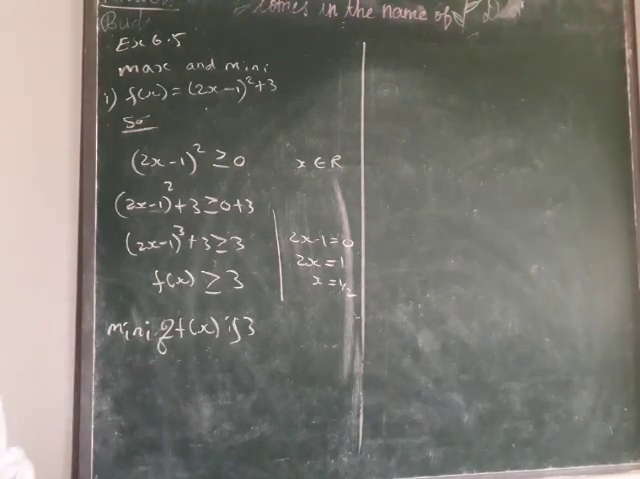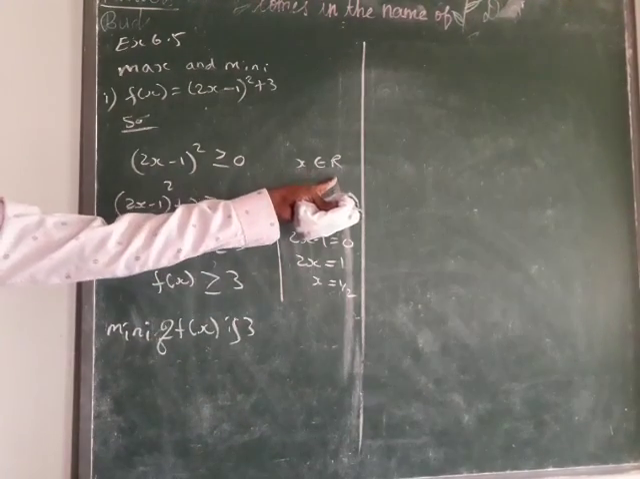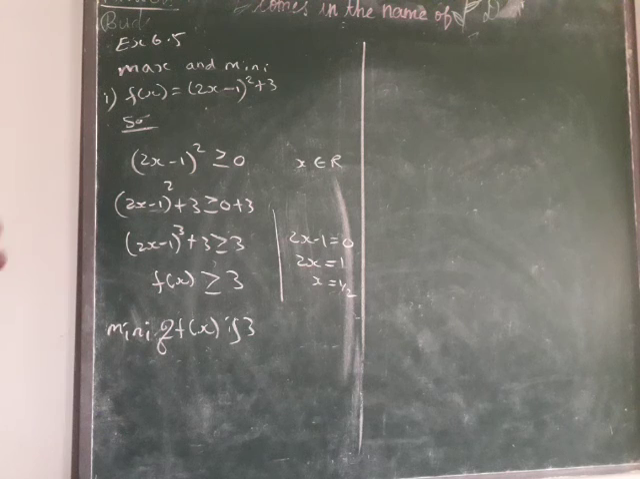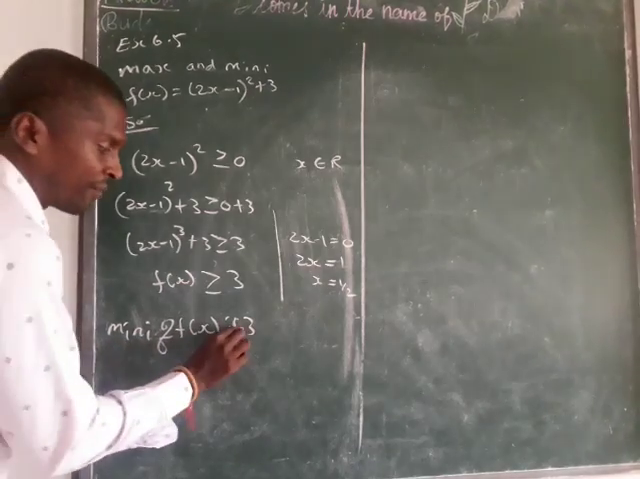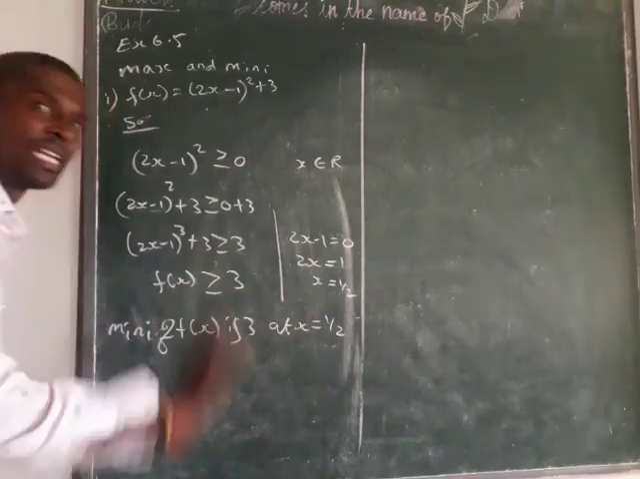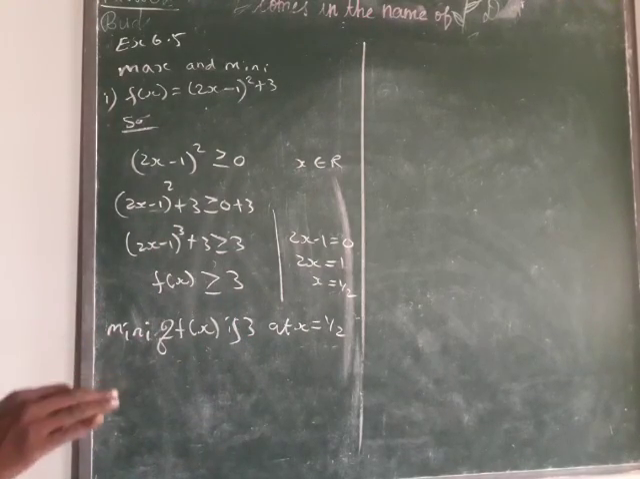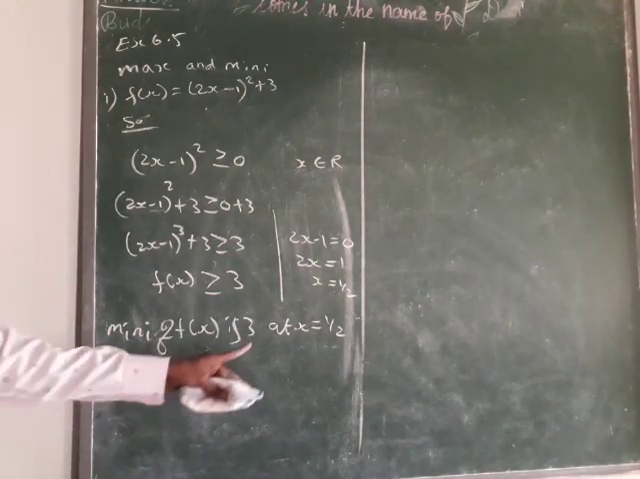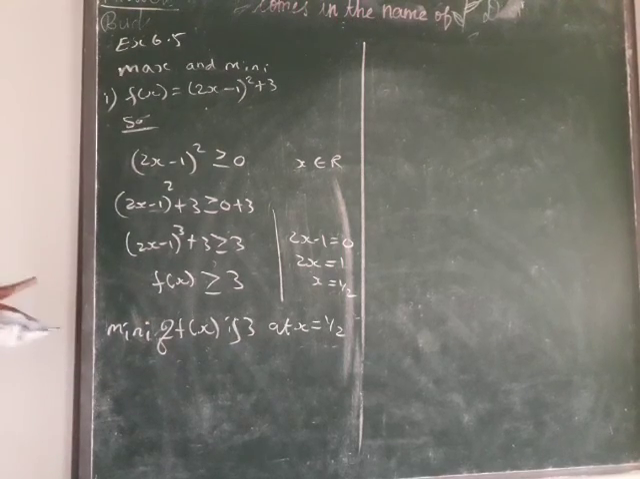But we don't know the maximum value because we take x from the real numbers. So what is the input giving? According to the input, the maximum value keeps increasing. So this is infinity, so we can't find the maximum value. So the minimum of f of x is at x equal to 1 by 2. When x equals 1 by 2, it gives the minimum value. More than 3 you will get, but you won't get less than 3. So 3, and more than 3 only you are going to get.